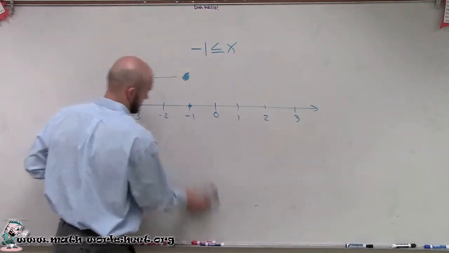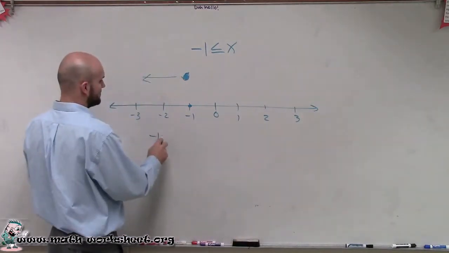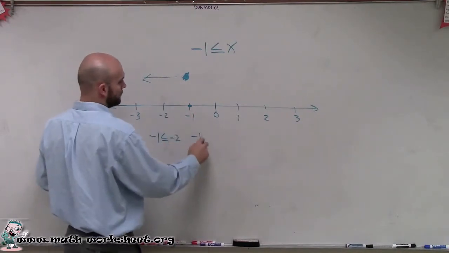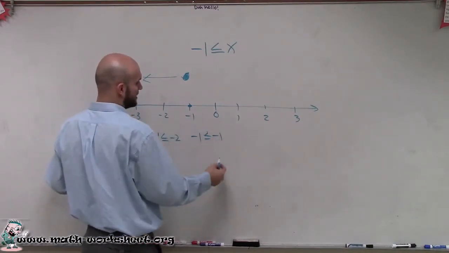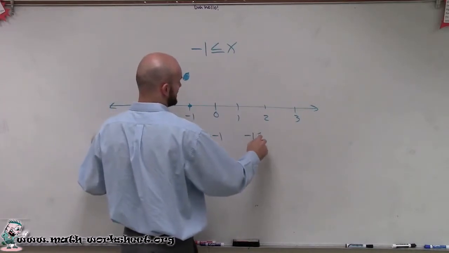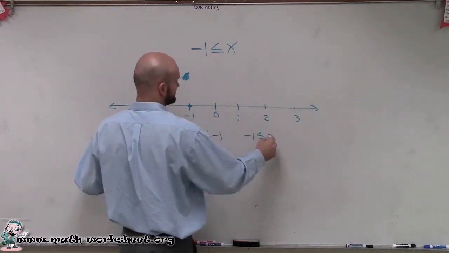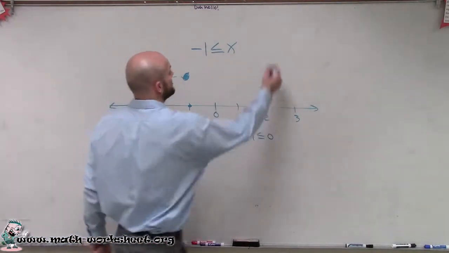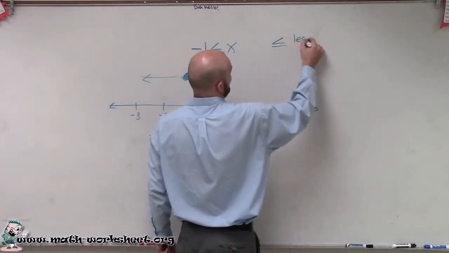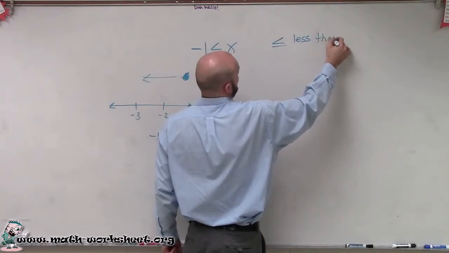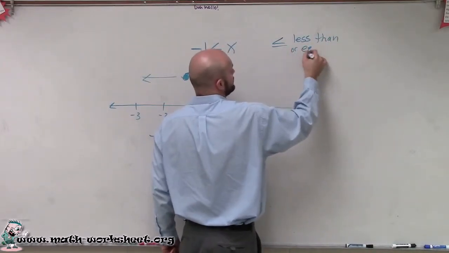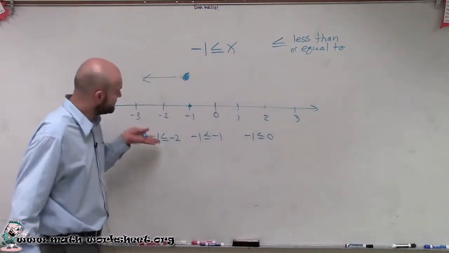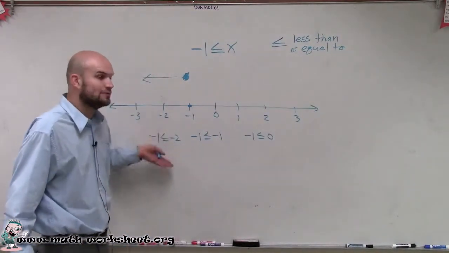So what we do is -1 less than or equal to -2. We do -1 is less than or equal to -1. And then we do -1 is less than or equal to, and I'll pick 0. Make it simple. Now what we like to do is say this out loud, and remember, this symbol says less than or equal to. So is -1 less than or equal to -2?